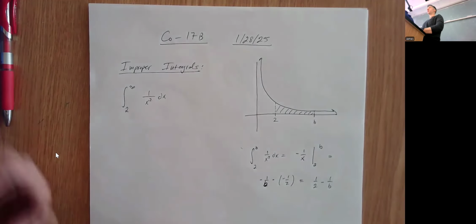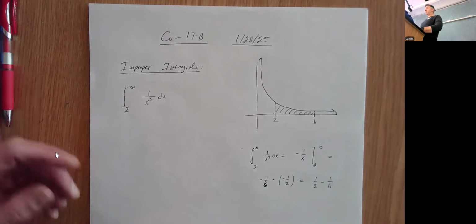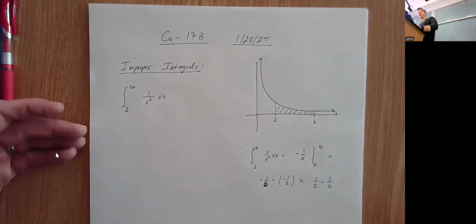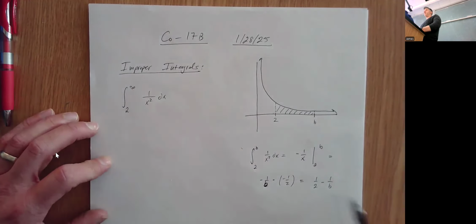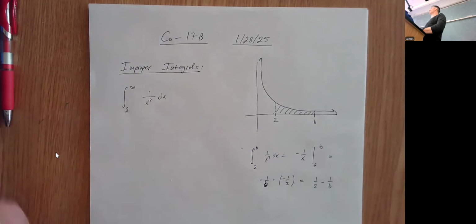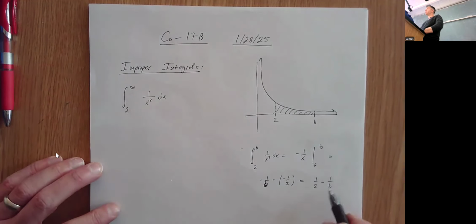So that's the area under this curve. And you can pick any value of b and get a numerical answer. For example, if b was equal to 100, then the area under the curve from 2 to 100 would be 1/2 minus 1/100th. And you can probably also see that as you let b get larger and larger, this amount that we're subtracting is going to get closer and closer to 0.